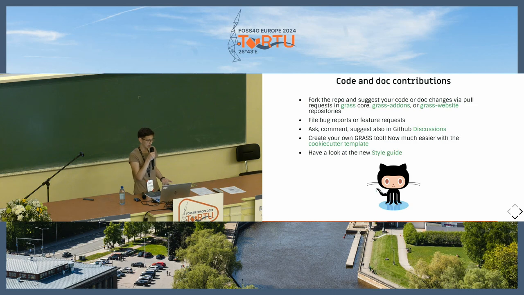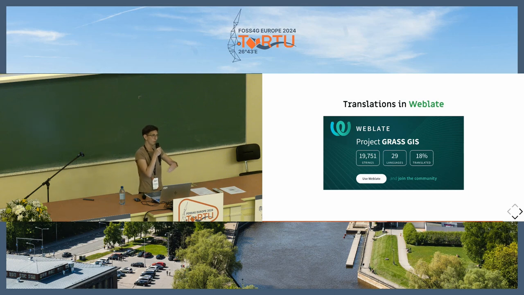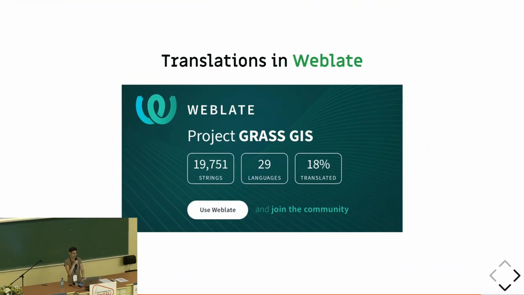Code and documentation, of course. Through GitHub, we have a new template. If you want to transform your workflow into a GRASS module, there's a new cookie cutter template that makes it super easy. And we also have a new style guide that you can follow. If you don't feel comfortable with code, you can also do translations. We are in Weblate. It's super easy, and we directly get pull requests from Weblate.